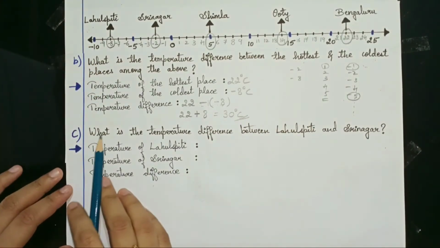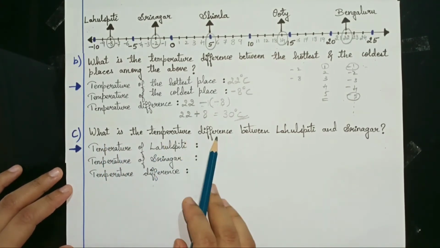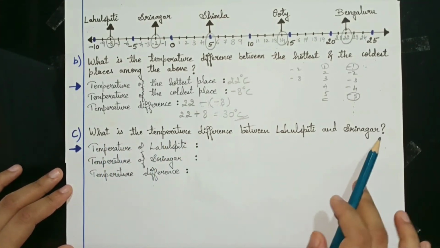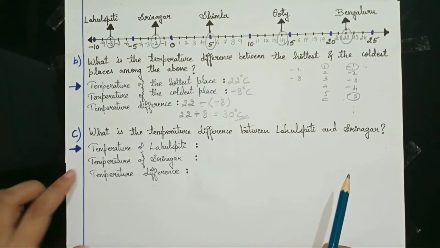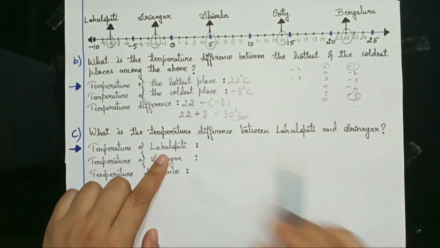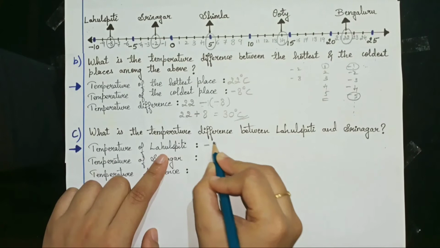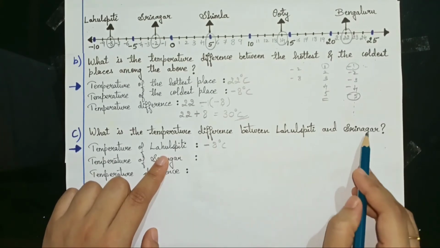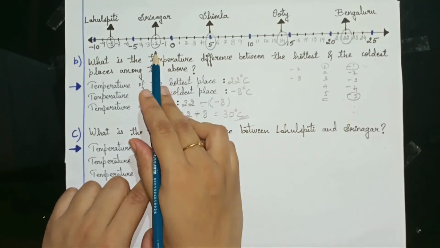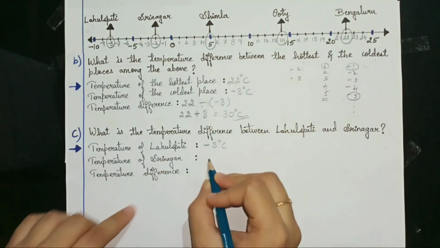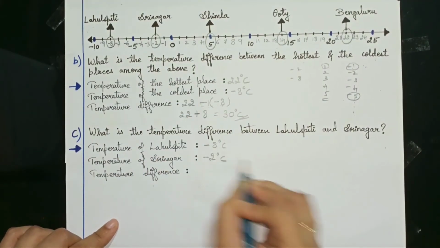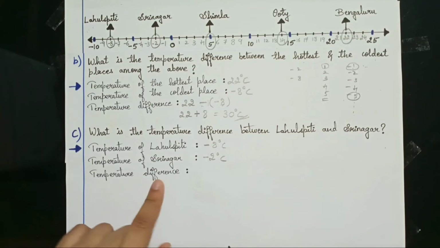Next, in the C question, what they are asking is: what is the temperature difference between Lahul Spiti and Srinagar? Okay, so first let me write the temperature of Lahul Spiti. It's -8 degrees Celsius. Next, the temperature of Srinagar is -2 degrees Celsius. Next they have asked you to find the temperature difference. Difference means you have to do subtraction.